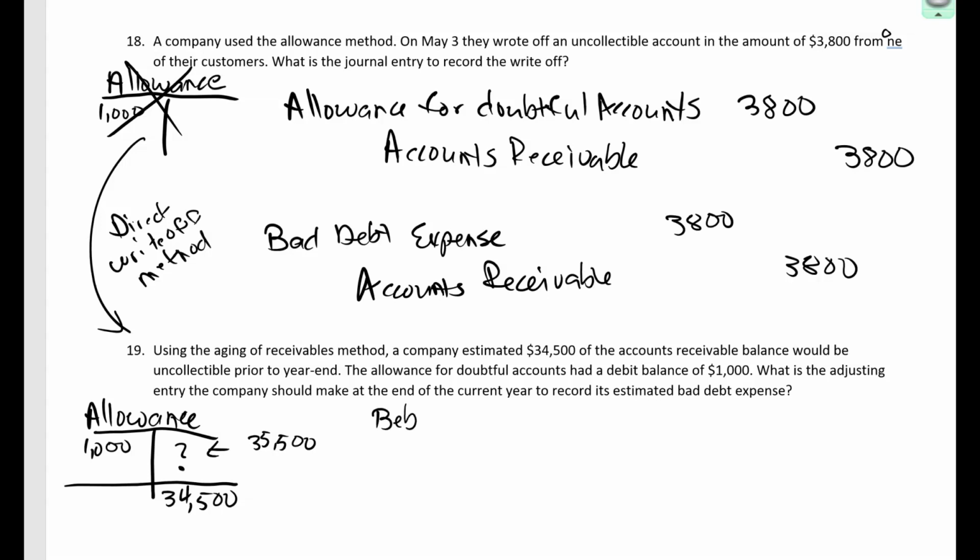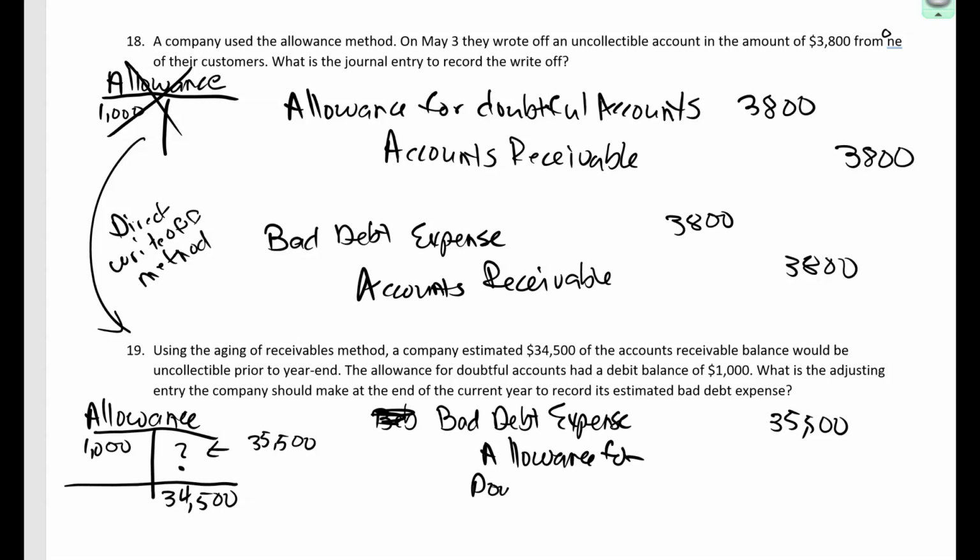We will debit bad debt expense $35,500, and then we will credit allowance for doubtful accounts, a credit of $35,500.